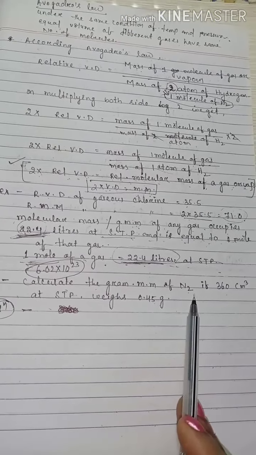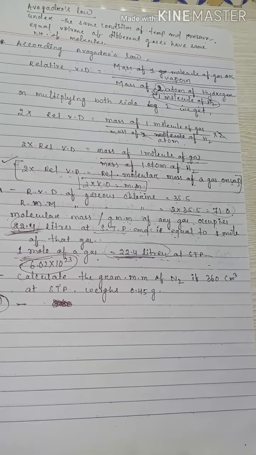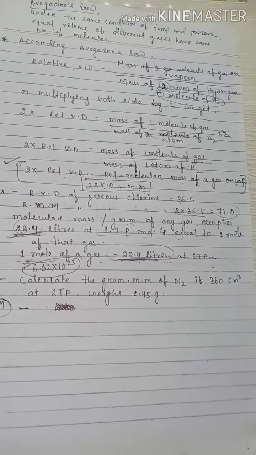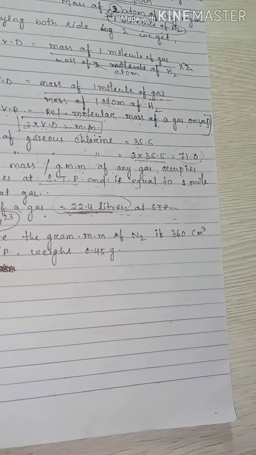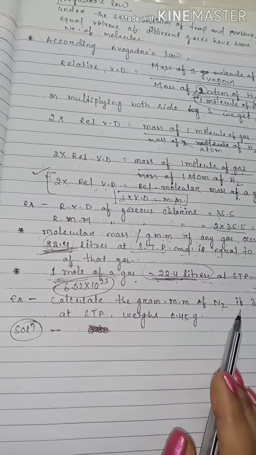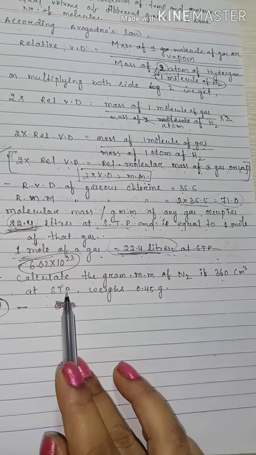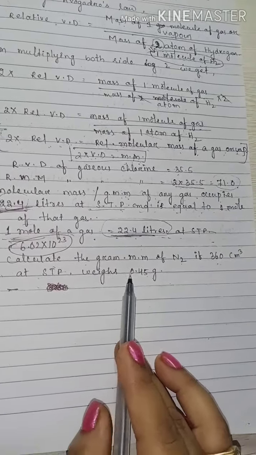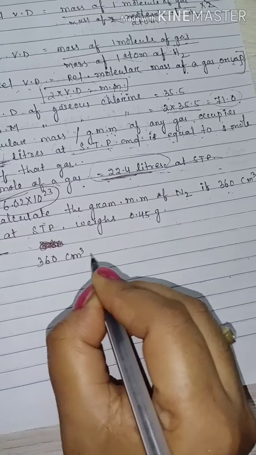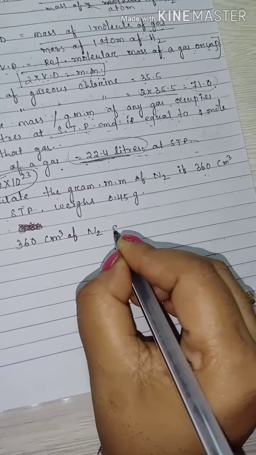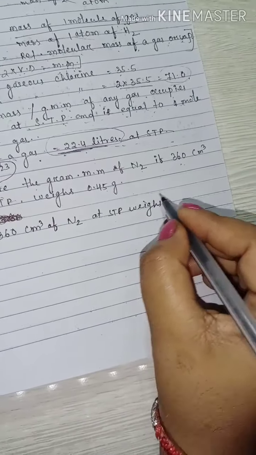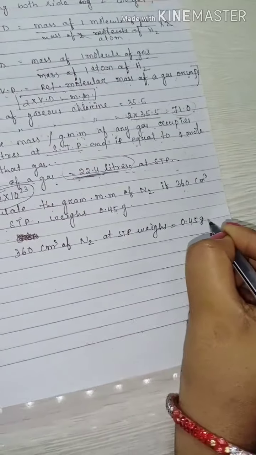Calculate the gram molecular mass of nitrogen if 360 centimeter cube at STP weighs 0.45 gram. Okay, so what will we have to do for this? See, 360 centimeter cube of nitrogen at STP weighs 0.45 gram. So write here: 360 centimeter cube of nitrogen at STP weighs 0.45 gram. Clear?